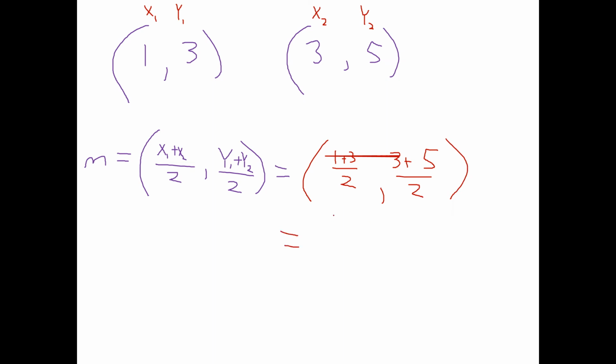So now let's add the top parts. 1 plus 3 is 4, so that gives me 4 over 2. And 3 plus 5 is 8, so 8 over 2. Now we do division. 4 divided by 2 is 2. And 8 divided by 2 is 4. So this right here says that 2, 4 is directly in between 1, 3 and 3, 5. And that's the basics of the midpoint formula. So if you have any questions, just let me know.